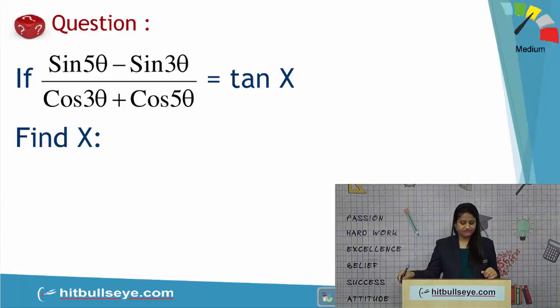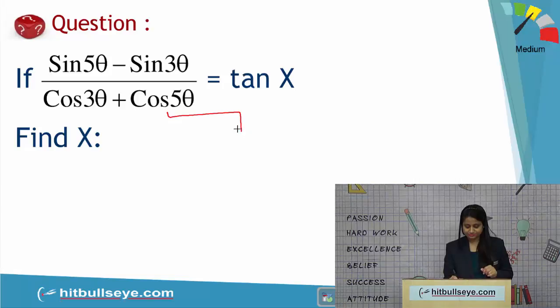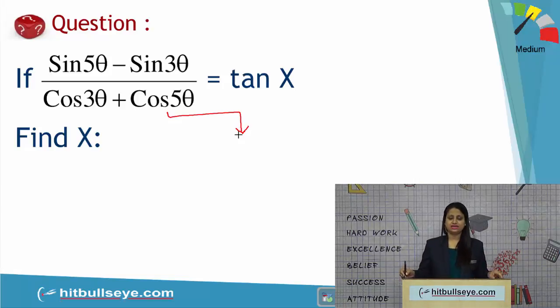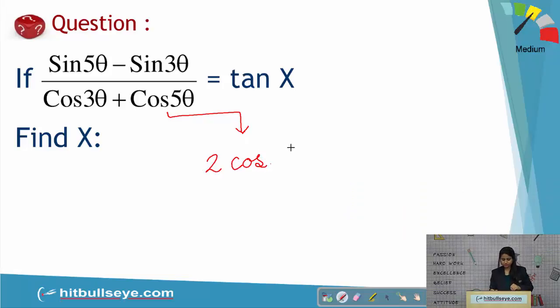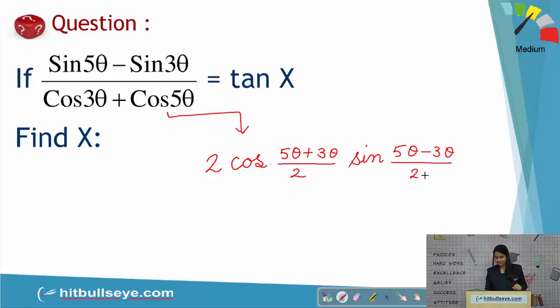It says if (sin 5θ minus sin 3θ) upon (cos 3θ plus cos 5θ) is equal to tan x, find x. So I am taking this expression. Simply you can see in the numerator we have sin C minus sin D. What is sin C minus sin D? That is 2 cos((5θ+3θ)/2) sin((5θ−3θ)/2), that is the numerator.